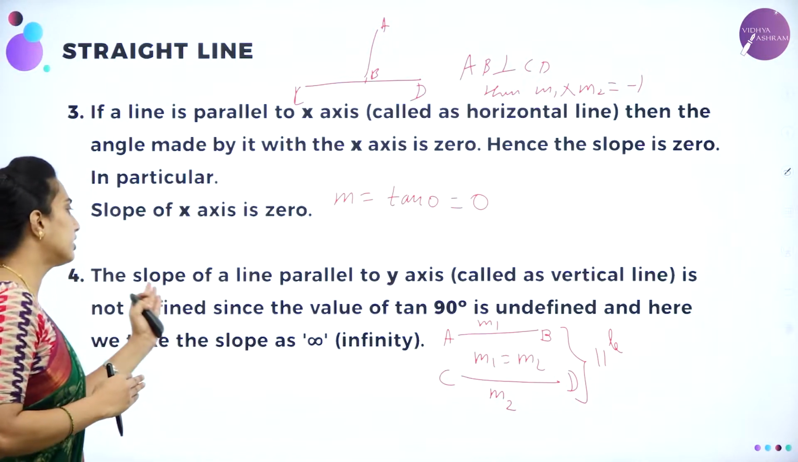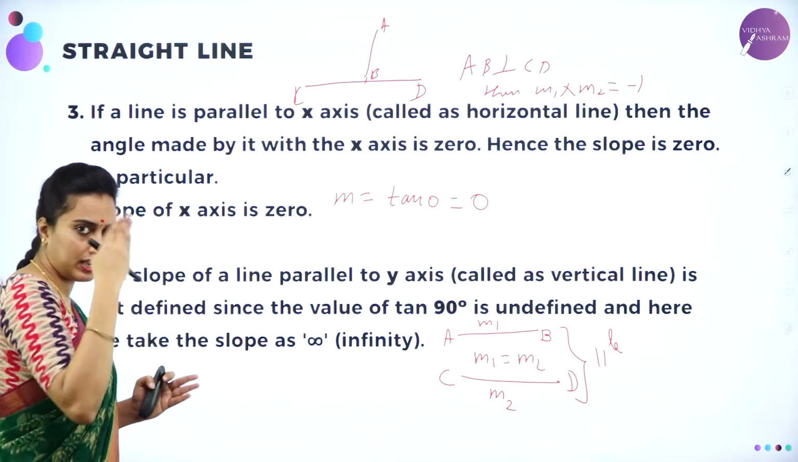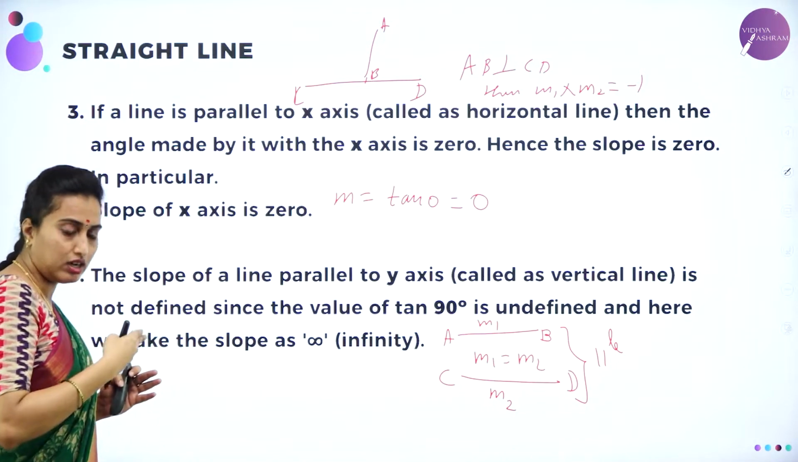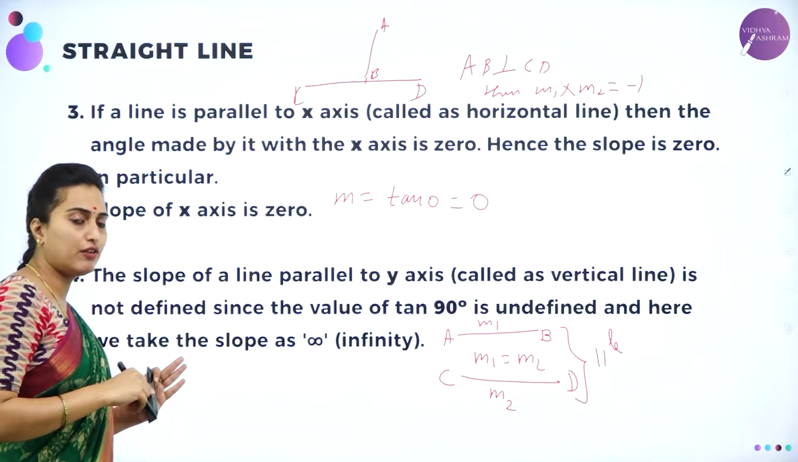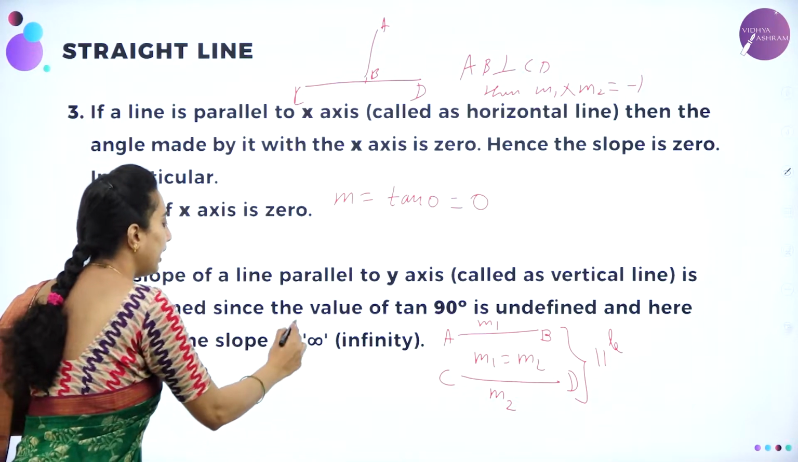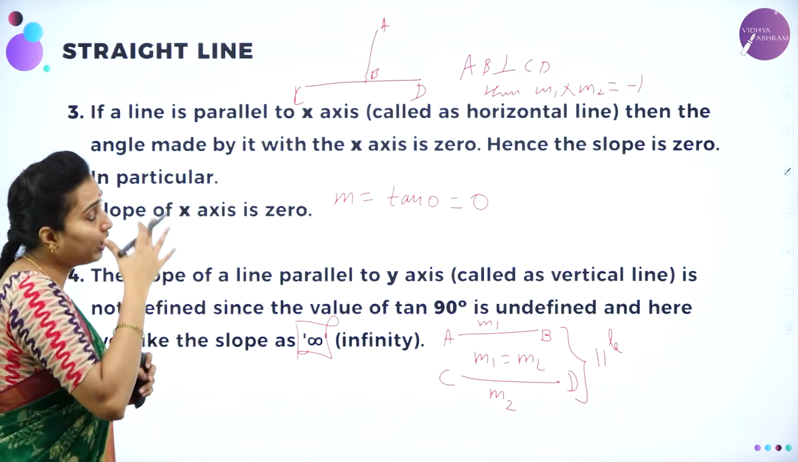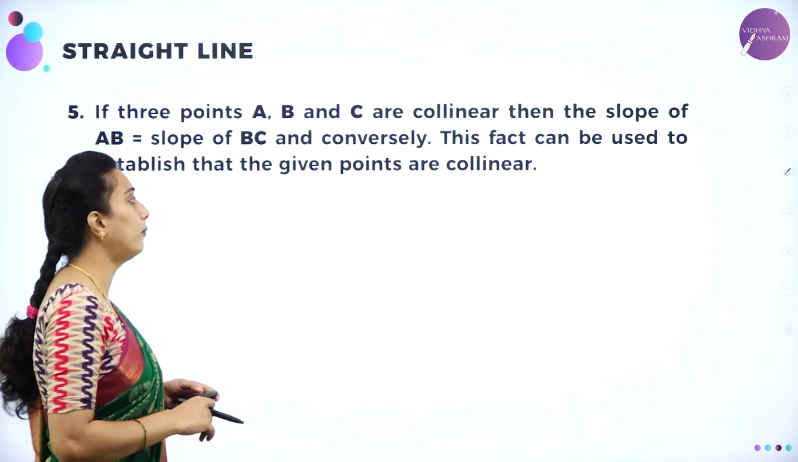As you know already, for a line parallel to the y-axis, which is a vertical line, or perpendicular to the x-axis, the slope is tan 90 degrees, which is not defined, and is represented by the symbol infinity. These are all the conditions you have to know to solve the problems.